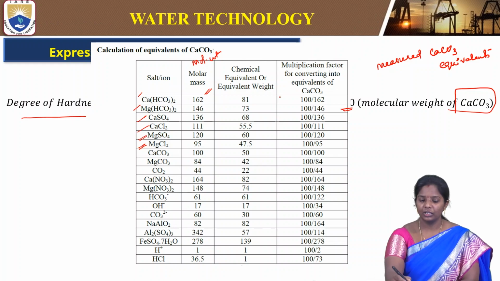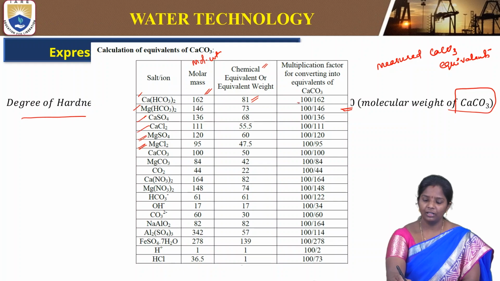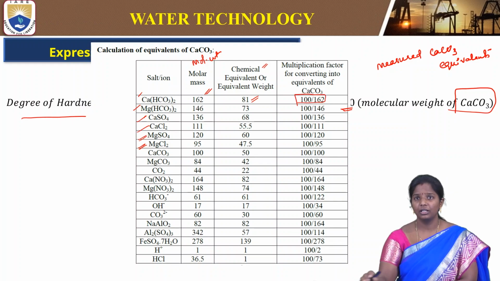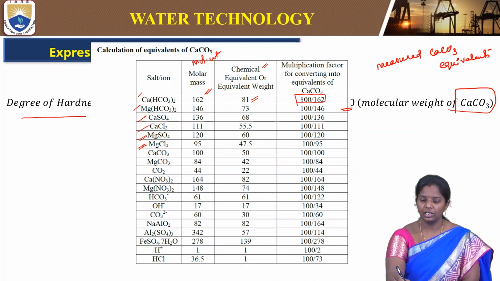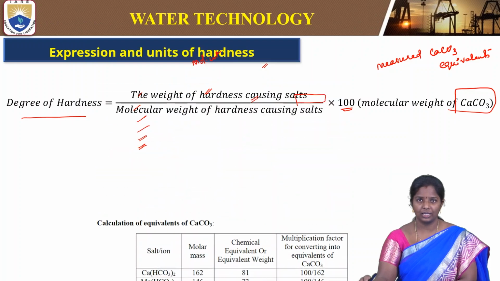So the equivalent weight, or the chemical weight, is nothing but half of it, that is 81 is the equivalent weight, and it is multiplied by the calcium carbonate equivalent weight, that is nothing but the molecular weight. So it is taken as 100 by 162. That is how the multiplication factor is done for converting into calcium carbonate equivalence.